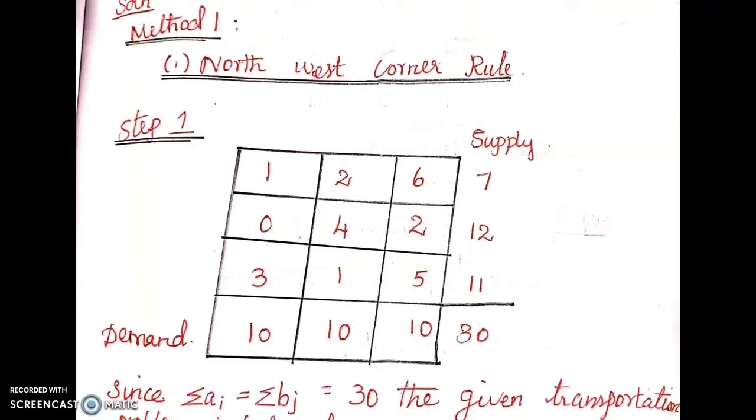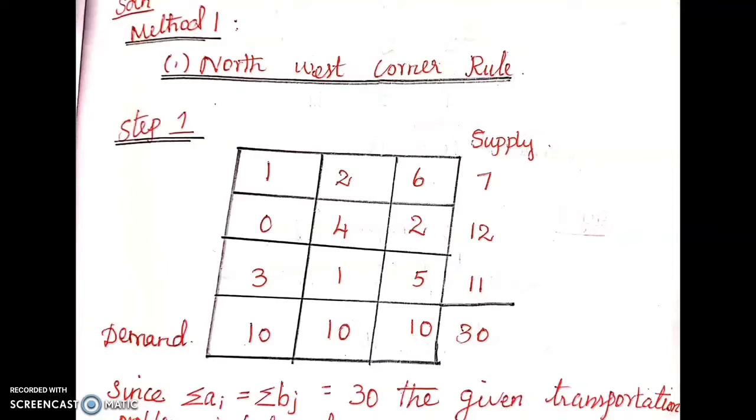First we will discuss the balanced transportation problem. So how to check whether the transportation problem is balanced? First add all the supply values. So supply value is 7 plus 12 plus 11. So total is 30. Again add all the demand values. 10 plus 10 plus 10. So total 30. So supply is 30 and demand is also 30. Summation of ai is 30 and summation of bj is also 30. So supply and demand both are equal. So the given transportation problem is balanced.